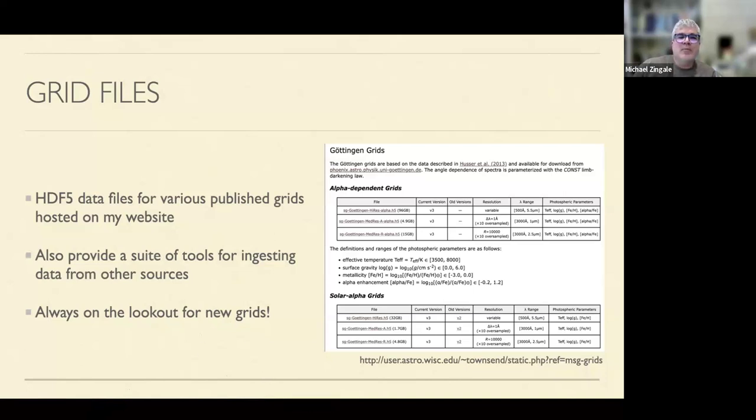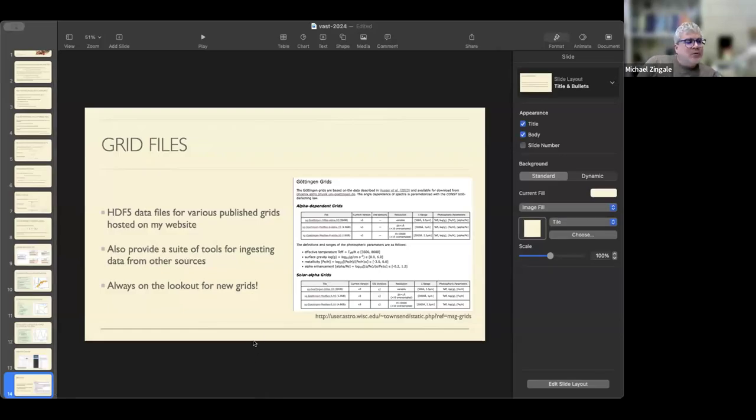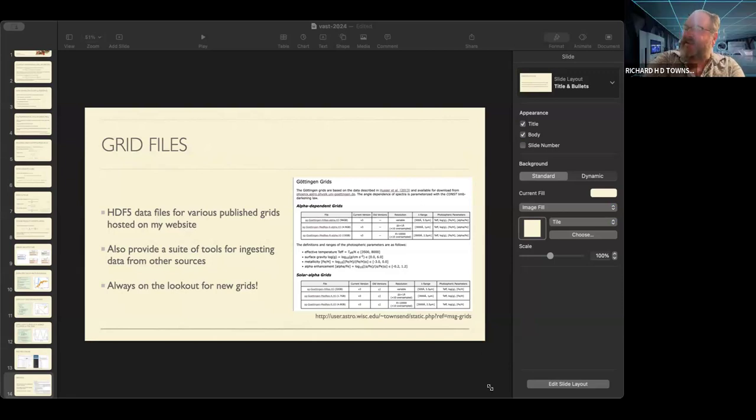I have too many screens open. So Rich, I'm not familiar with how these grids are produced in the first place, and I know that's not what your code does, but what sort of codes are used by the different groups to make the grids that you then interface with?